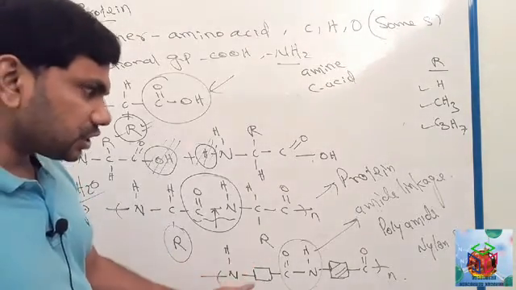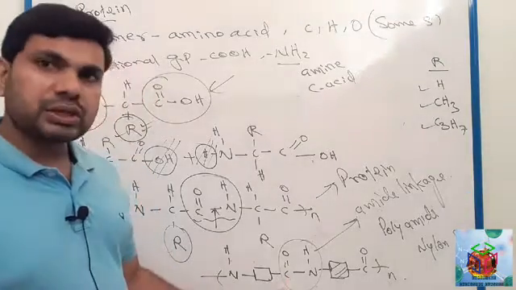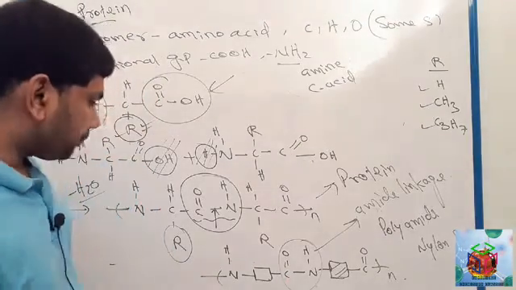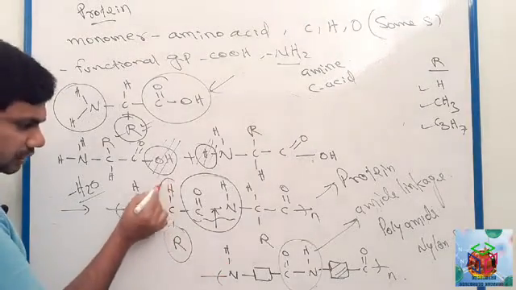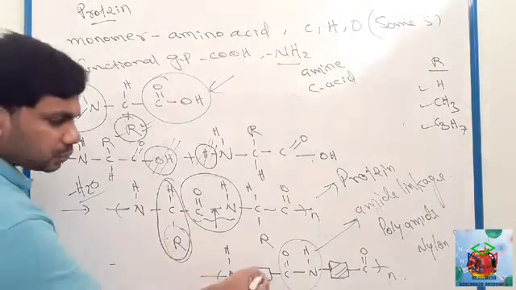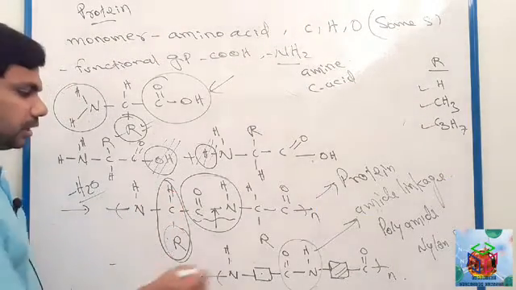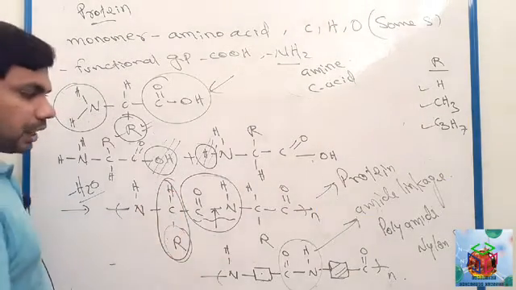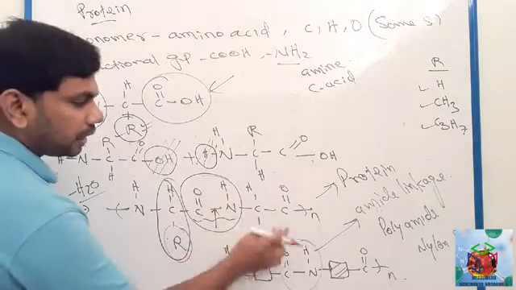This type of structure represents protein. Look here, NH. Here, instead of this CHR, I used one box. It represents one alkyl group. After that, carbon double bond oxygen, nitrogen single bond hydrogen.